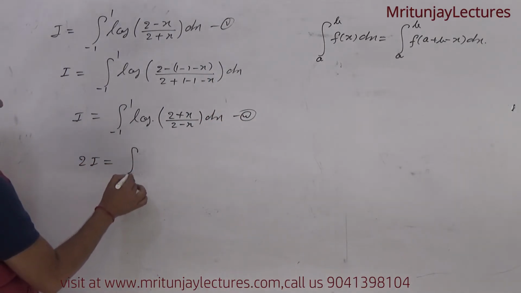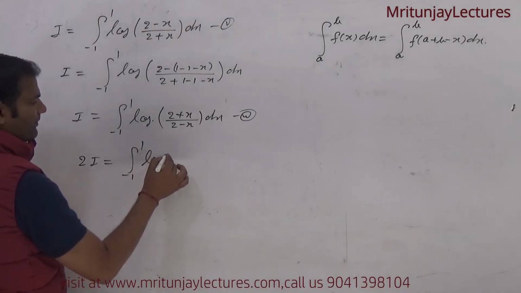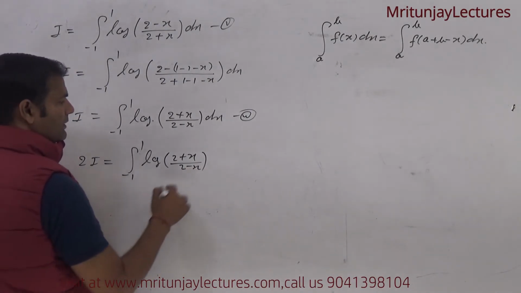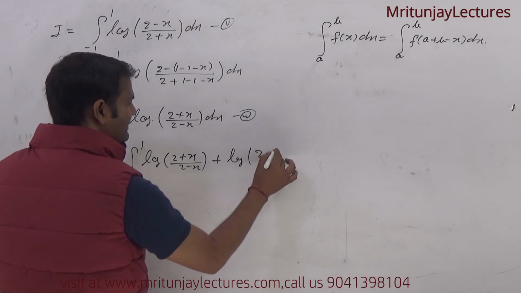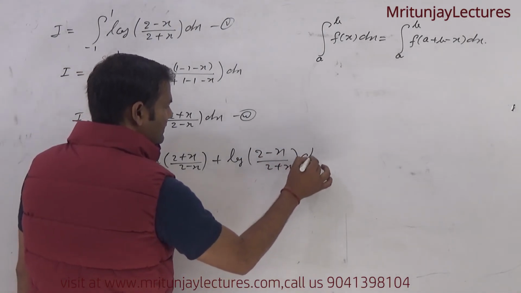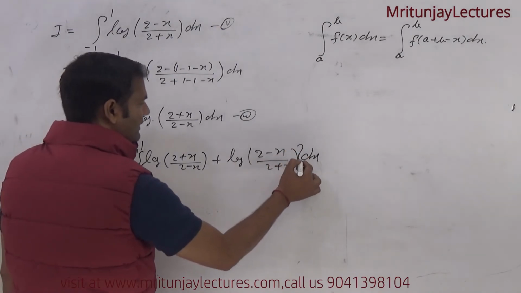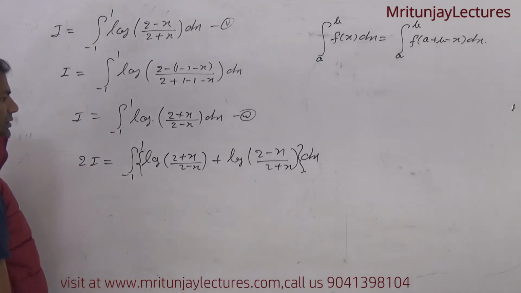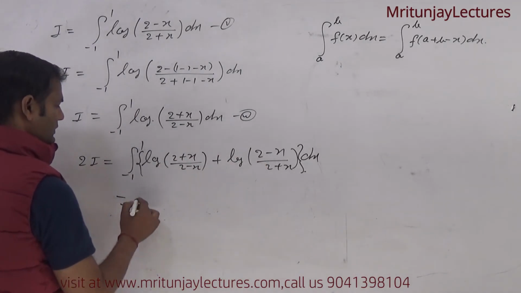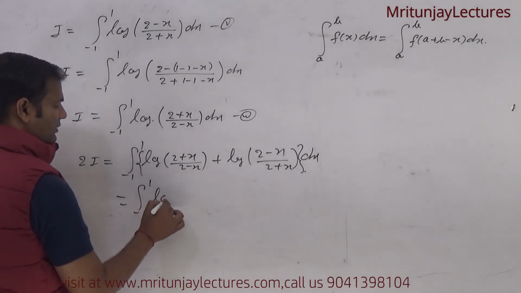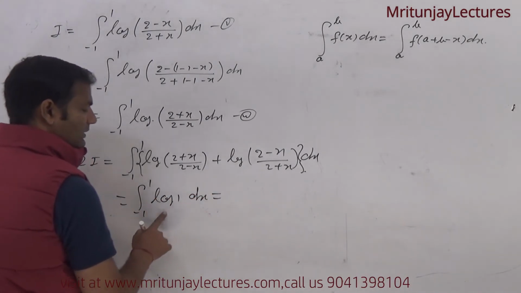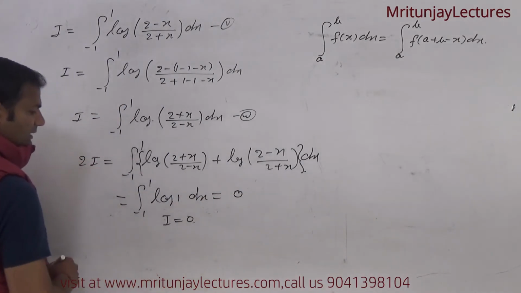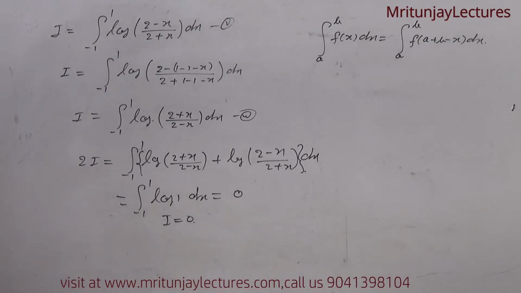From 1 and 2, 2I will be equal to the integral from −1 to 1 of log((2 + x)/(2 − x)) plus log((2 − x)/(2 + x)) dx. I know that log a plus log b is equal to log of a into b. So finally we get the integral from −1 to 1 of log 1 dx, and log 1 is 0, so 2I will be equal to 0. So I is 0.